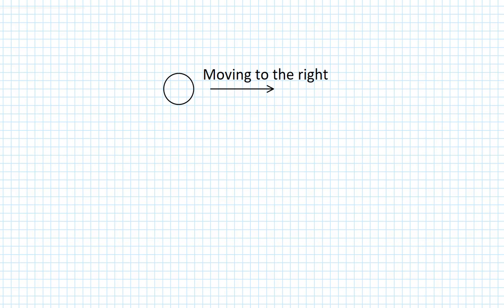Now, let's think about what would happen if you pushed this way on the object. Could you make it go faster or slower? Think about that.